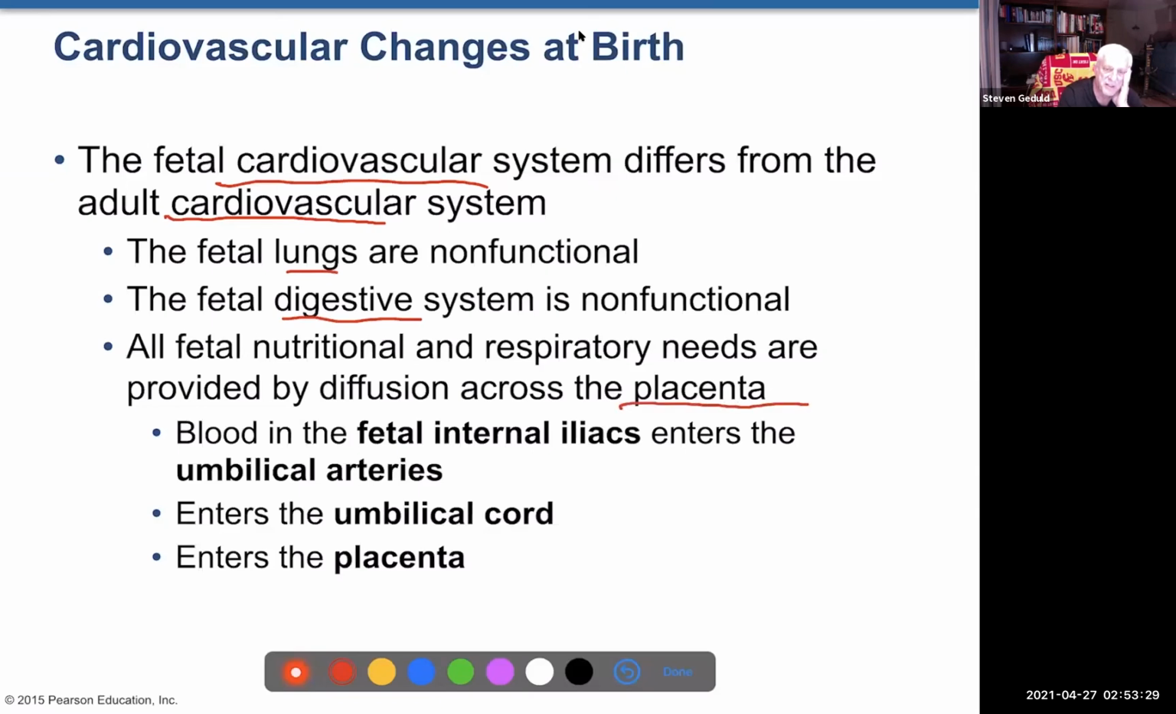So blood in the fetal internal iliacs enters the umbilical arteries. Instead of going to the stomach and the small intestine, it's going to the umbilical arteries, where it gets its nutrition, oxygen and other nutrition that the body needs. It enters the umbilical cord and enters the placenta from there.